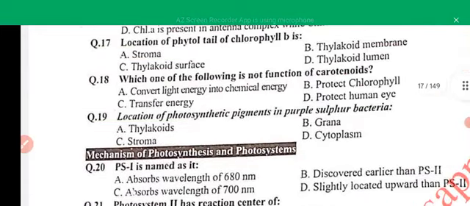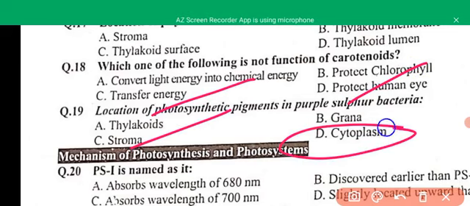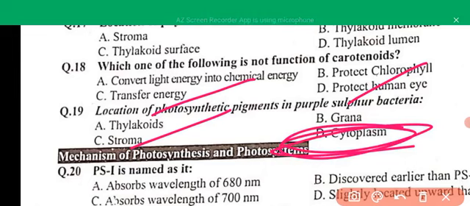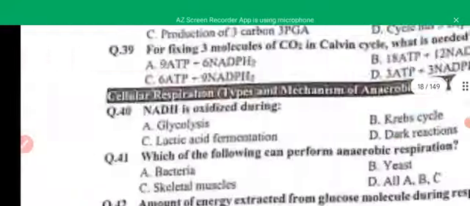Then the location of photosynthetic pigments in purple sulfur bacteria. There are no grana. The pigments are in the cytoplasm, because here the photosynthetic organelle, the chloroplast, is absent. So grana, thylakoid, and stroma are also absent. The cytoplasm is the location of the photosynthetic pigments in purple sulfur bacteria. It is the basic concept we have to follow. Question 19, option D.